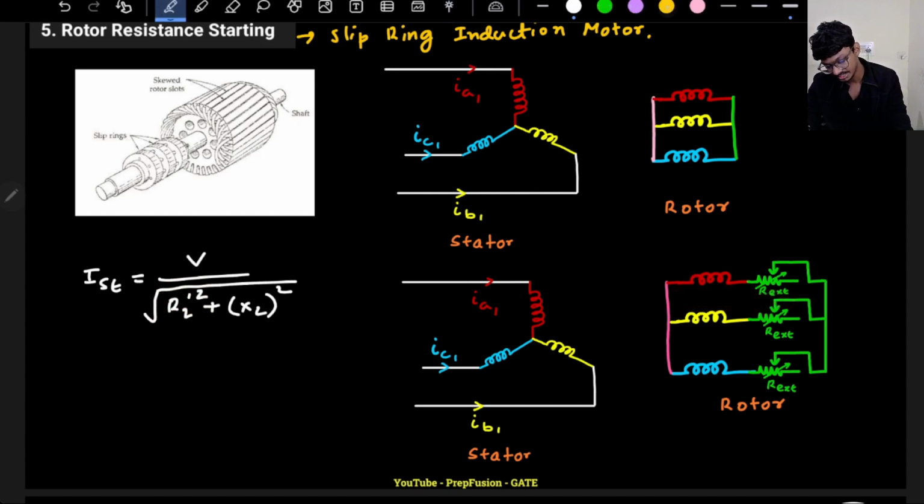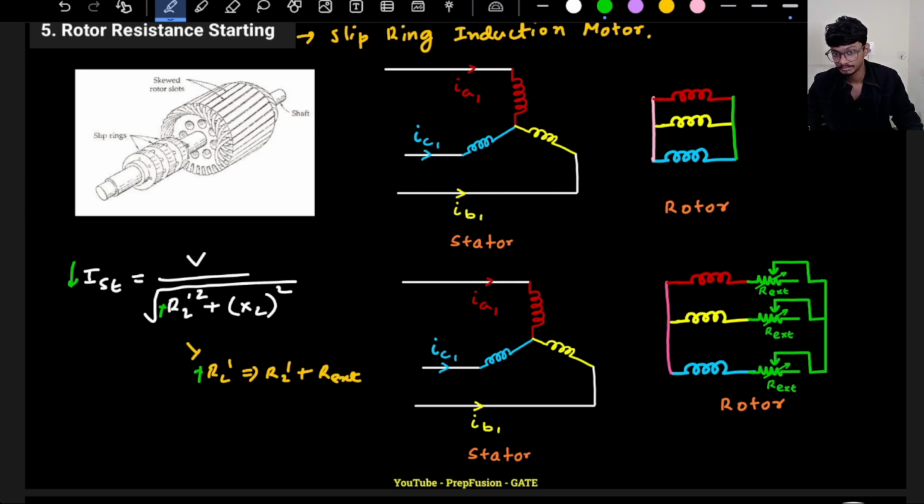So if I change R2 dash to R2 dash plus R external, then what will happen? Then basically your R2 dash will increase. If R2 dash increases, the starting current reduces. So like this we can change it, but remember, if you are changing R2 dash, a few things will change.